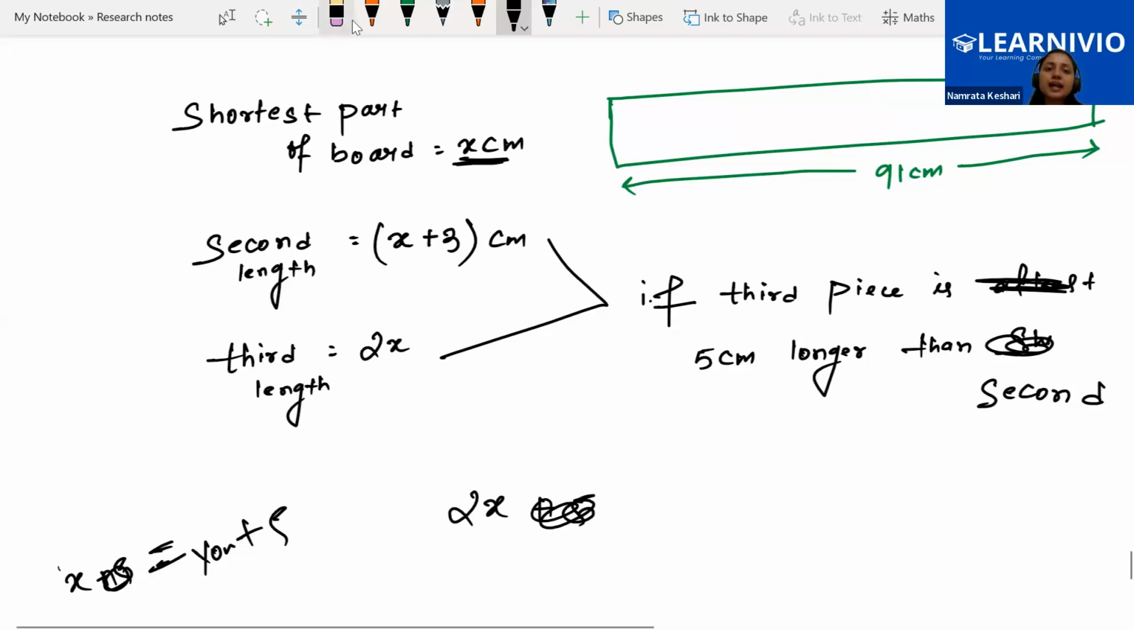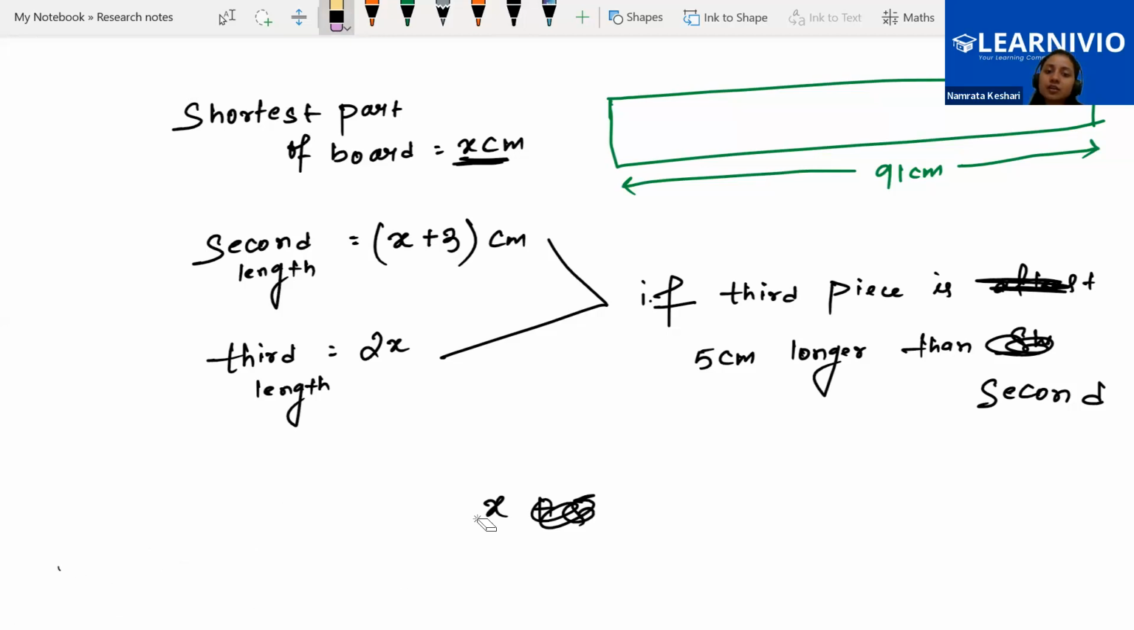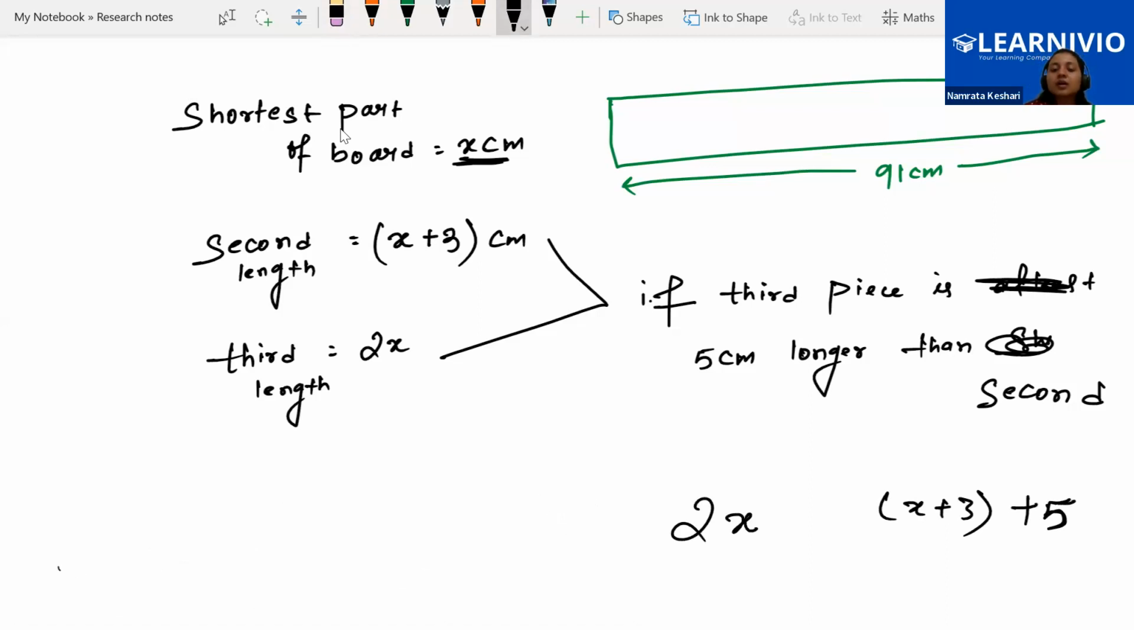So here it says that the third piece is 5 centimeter longer than the second. Third is already longer, so we will add 5 to the second one. Okay, third is already longer. Now the at least, at most case we have to take over here. So we will think about it.